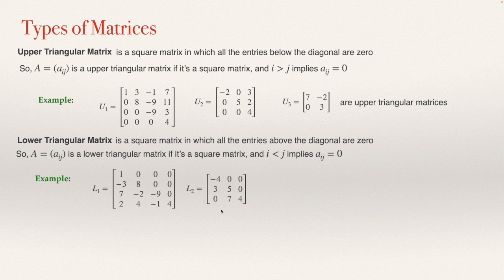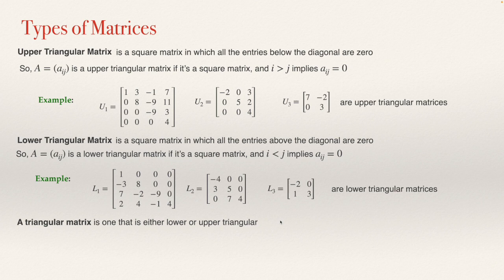This is another example, a 3x3 lower triangular matrix. And here we have an example of a 2x2 lower triangular matrix. A triangular matrix is one that is either a lower or an upper triangular matrix. If somebody tells you we have here a triangular matrix, this triangular matrix could be an upper triangular matrix or a lower triangular matrix.